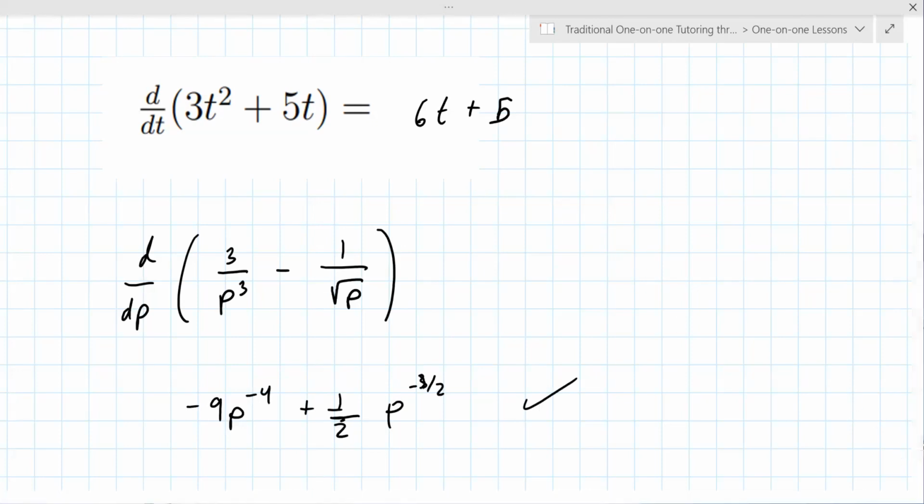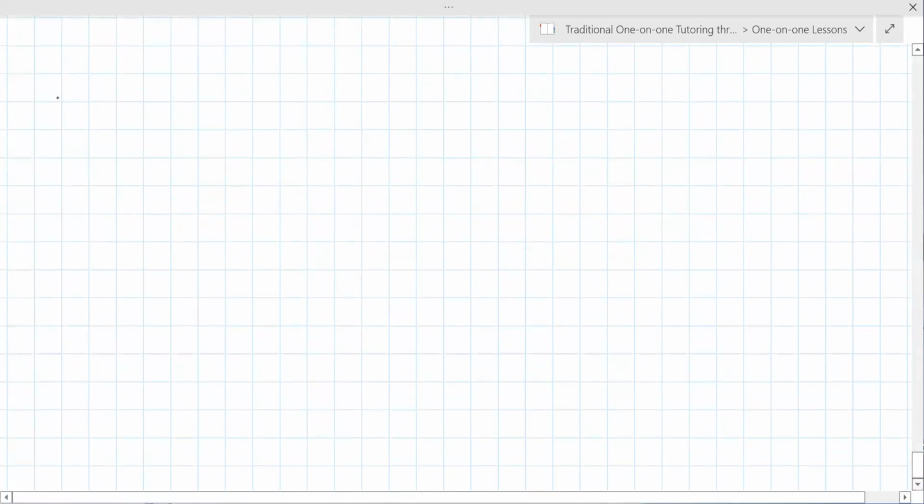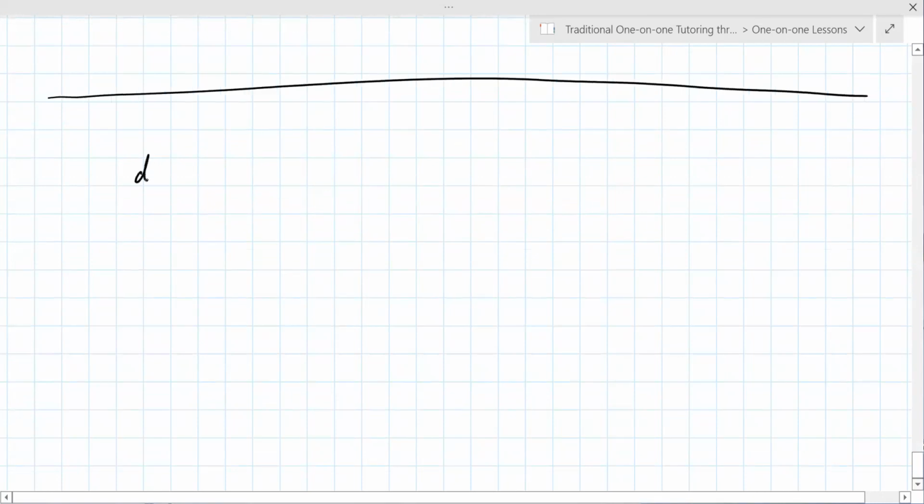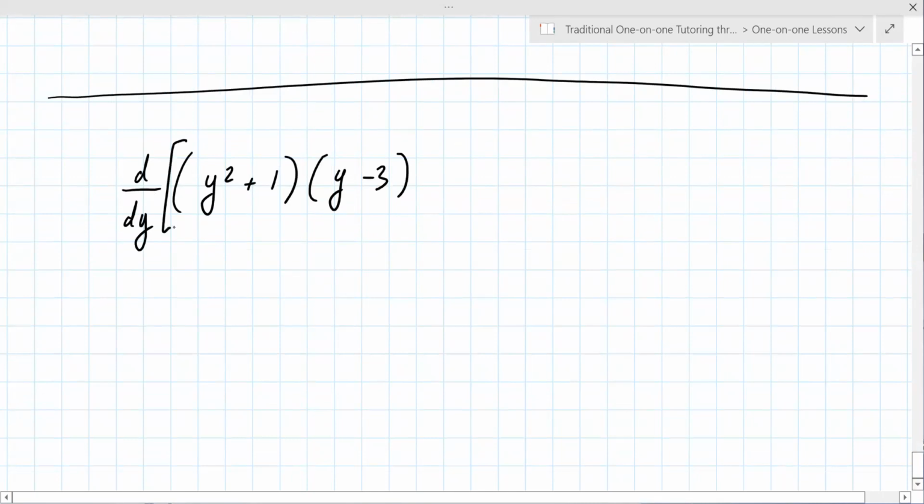Okay. I should have pulled up your practice exam. Let me do that again to make sure we're consistent with that. Okay. So now we're moving on to some product rule questions. I think product and quotient is the last thing, right? Let's go d/dy of y squared plus 1 times y minus 3. And simplify as much as possible.